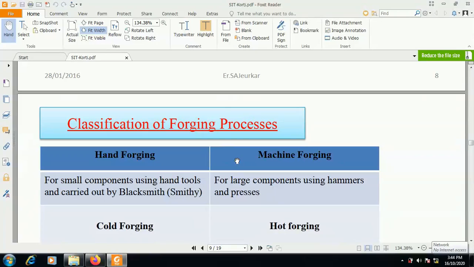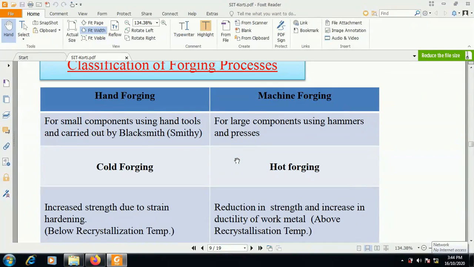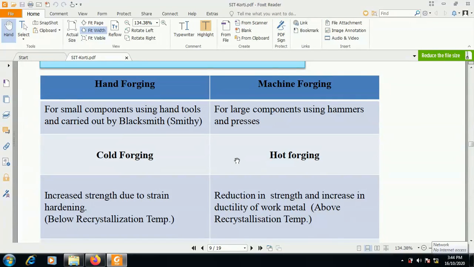Now we will see the classification of the forging process. Mainly this forging process is classified into 4 types, that is hand forging, machine forging, cold forging and hot forging. Hand forging means this operation is suitable for small products, means the tools which are made by the blacksmith person who comes to our village or to our home, these are called hand forging.